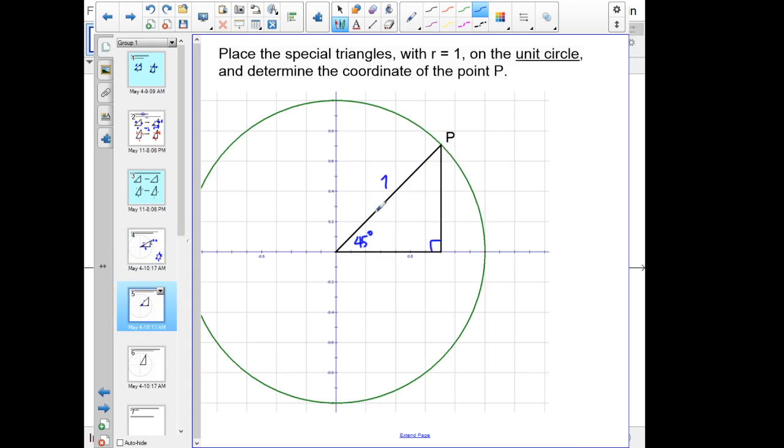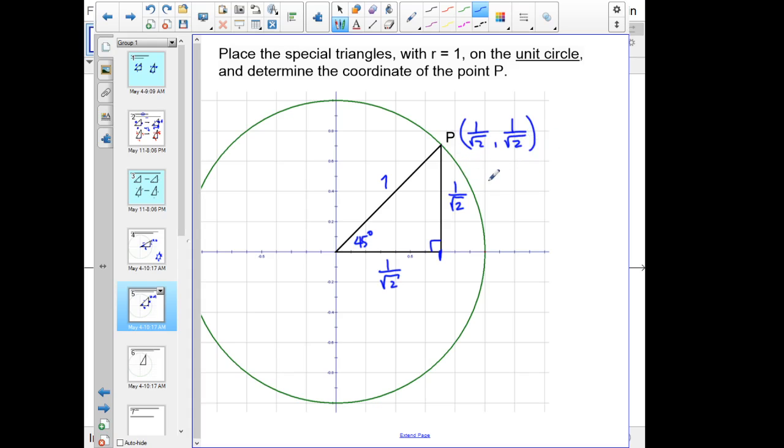So now with that circle of radius 1, this is going to be 1/√2, and this is going to be 1/√2. And so the x-coordinate, which is this distance, is 1/√2, and the y-coordinate is 1/√2.